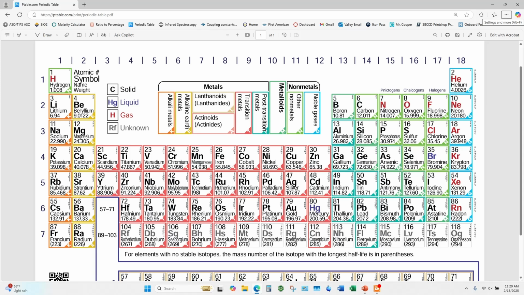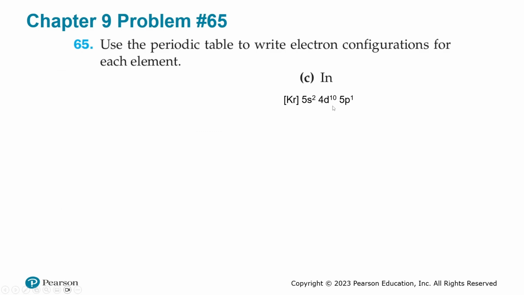So the last electron in indium is in the first position in the 5p orbital, so that's going to be our last term, 5p1. Everything before that is going to be completely filled: 4d10, 5s2, and then the previous noble gas configuration of krypton.